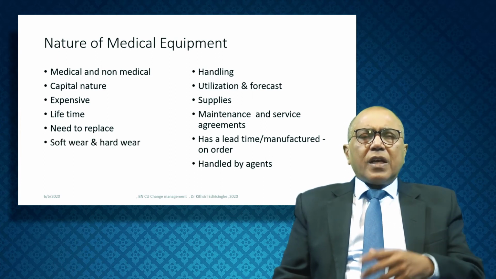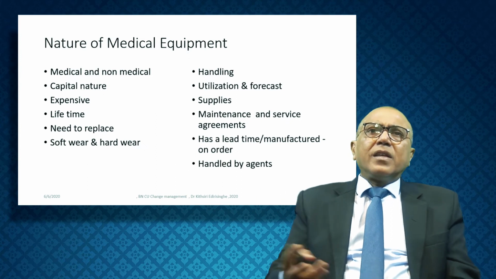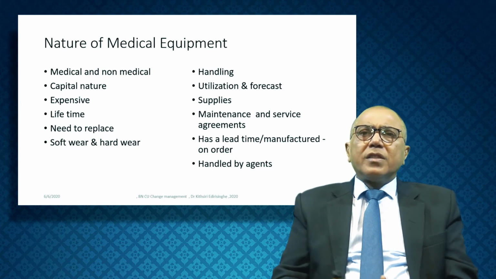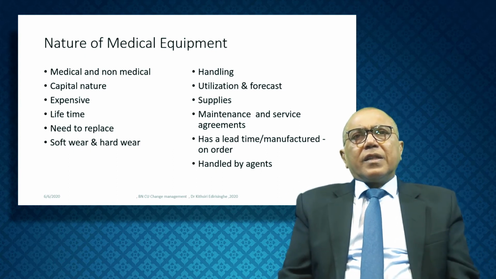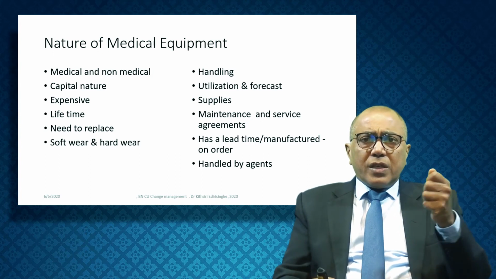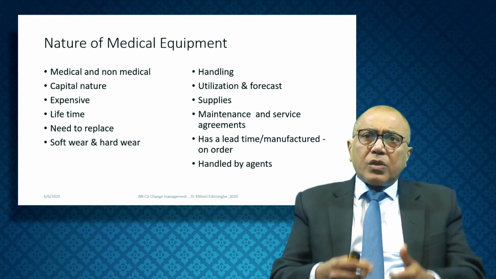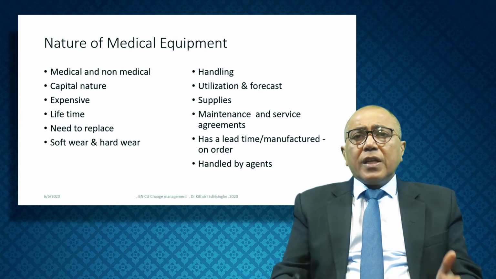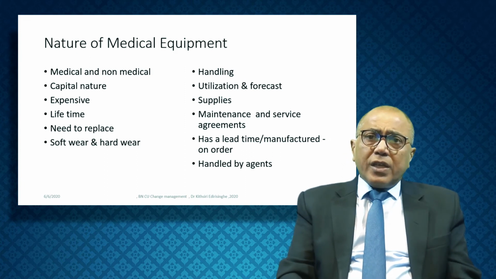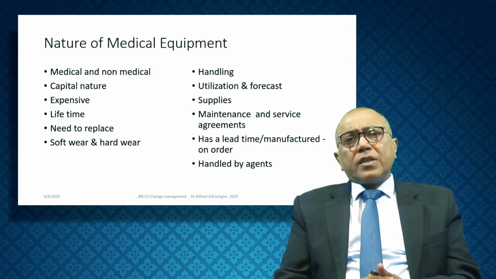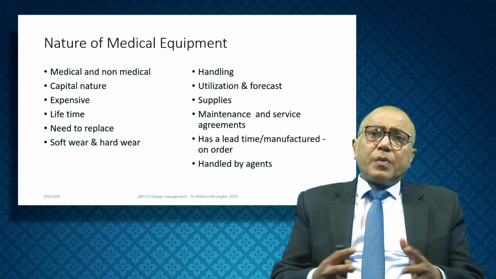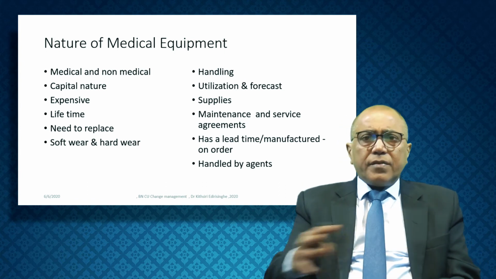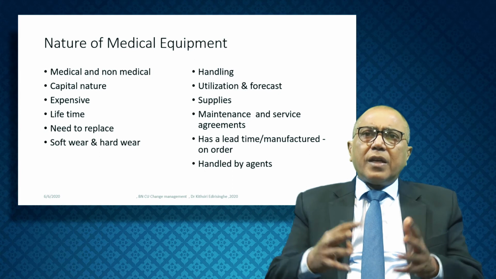And then there's software and hardware. I spoke about it. And then handling is very important. Training is important. And the utilization, how much you utilize these machines, and then the forecast. And then you need supplies to run a machine. You need sometimes chemicals to run. Then maintenance and service agreements, because most of the time, when you buy a machine, or even a donated machine, ask for a service agreement. Otherwise, generally, it's very expensive, and you have to maintain. Otherwise, if the machine breaks down, your service is going to be interrupted. So you have to stop that happening.